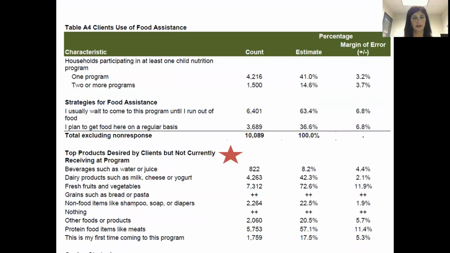Another example of information we get from this secondary data source is the top products that clients want but aren't currently receiving at their food resource agencies. As you can see here, the most popular thing that is desired but isn't received is fresh fruits and vegetables. And again, we took this to heart as a food policy council and a group that really wants people eating more fruits and vegetables.